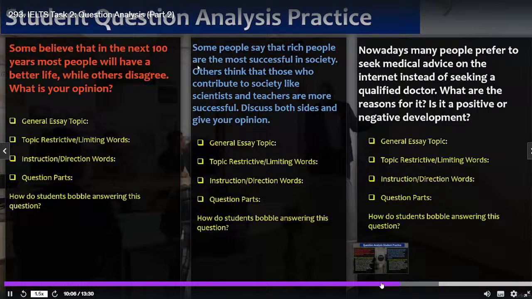Question 3 in white, nowadays, many people prefer to seek medical advice on the internet instead of seeking a qualified doctor. What are the reasons for it? Is it a positive or negative development? Okay, so pause the lecture, take a couple of minutes, and do a full analysis for each question.